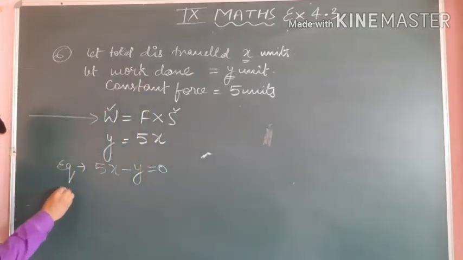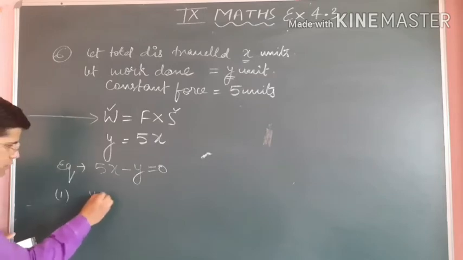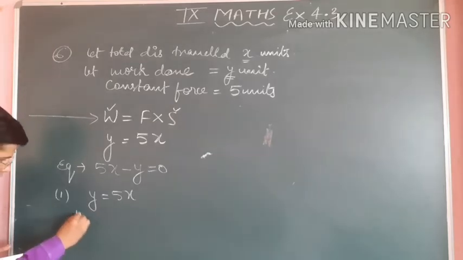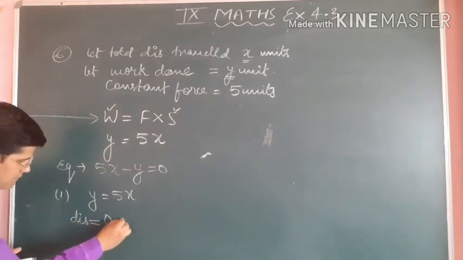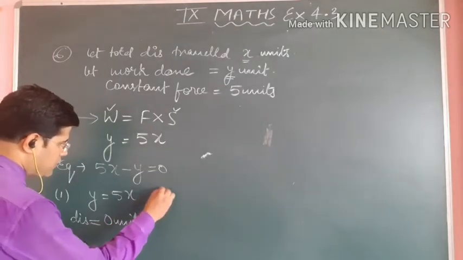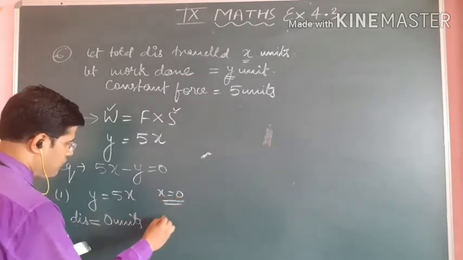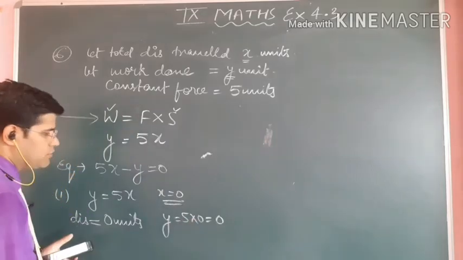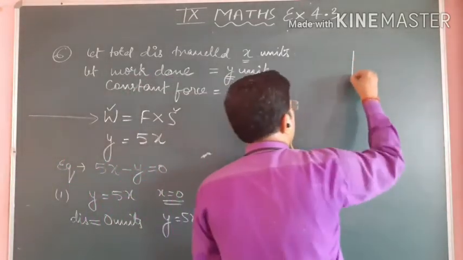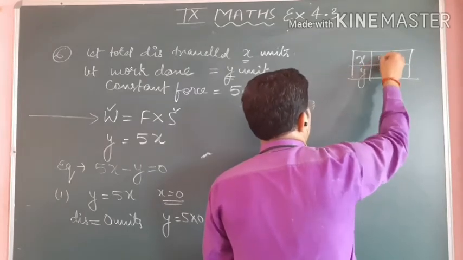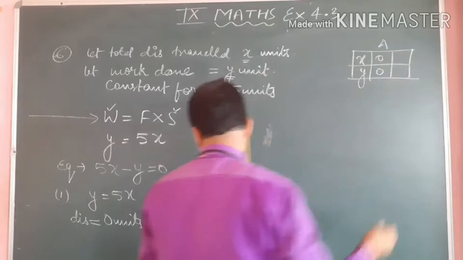The first situation is that y is equal to 5x and distance is equal to 0 units. If distance is 0, then we put x equal to 0. So y is equal to 5 into 0 is equal to 0. So here we have one coordinate, x and y equal to 0 and 0. A.